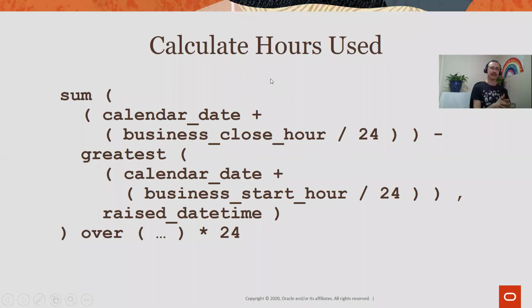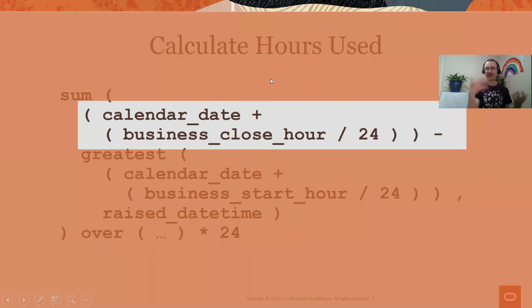What we need to do here is take the end of the working day, the last working hour of that day, and subtract off the start of the working hour. So this is when the business closes. We take the date, add on the close hour, divide by 24, because the unit of arithmetic in Oracle Database is the day, so we need to convert this into hours. That gets us 6 p.m. on that day, and we subtract off the time work started on that day.